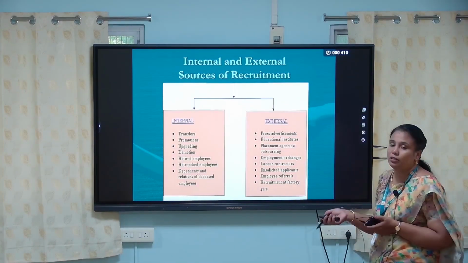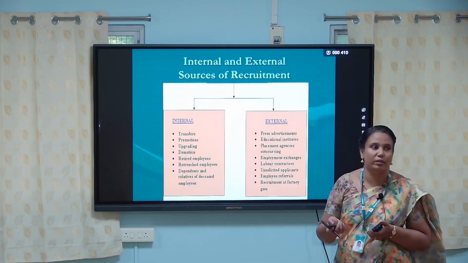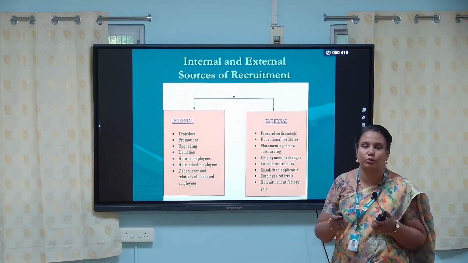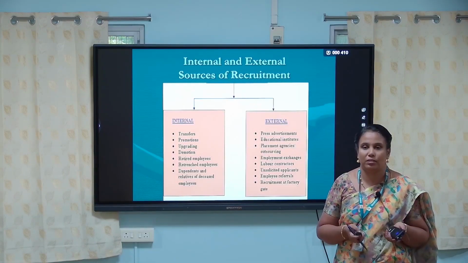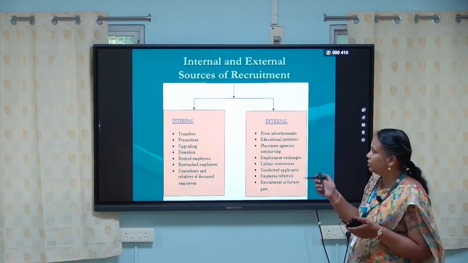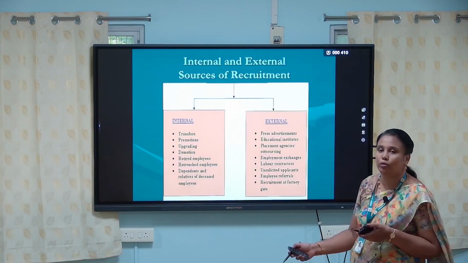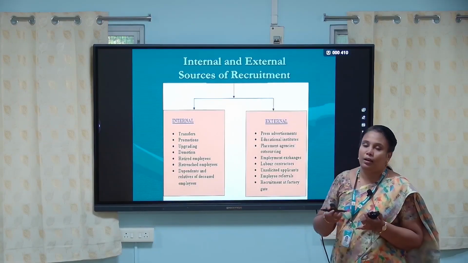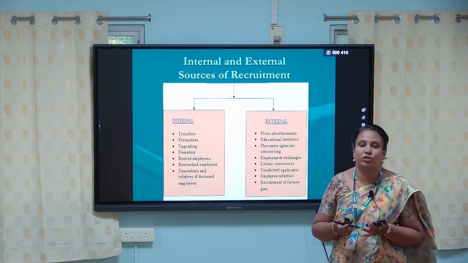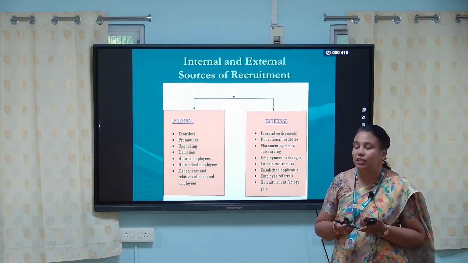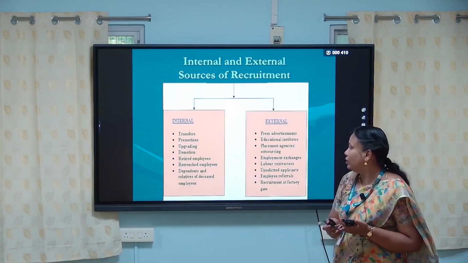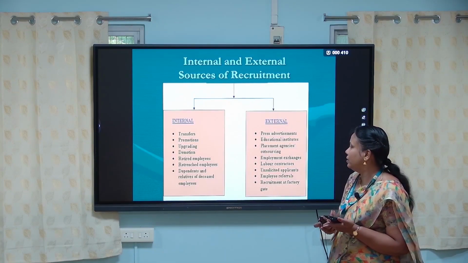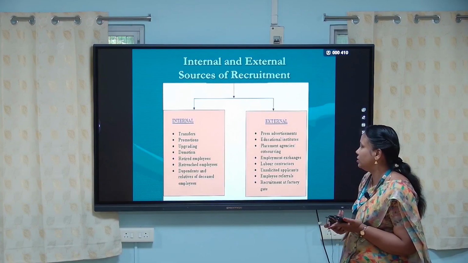Moving to the various sources of recruitment, we have two types of sources, that is internal and external sources of recruitment. First we see the internal sources and then the external sources. In internal sources there are transfer, promotion, upgrading, demotions, retired employees, retrenched employees, dependents and relatives of deceased employees. We will see one by one.